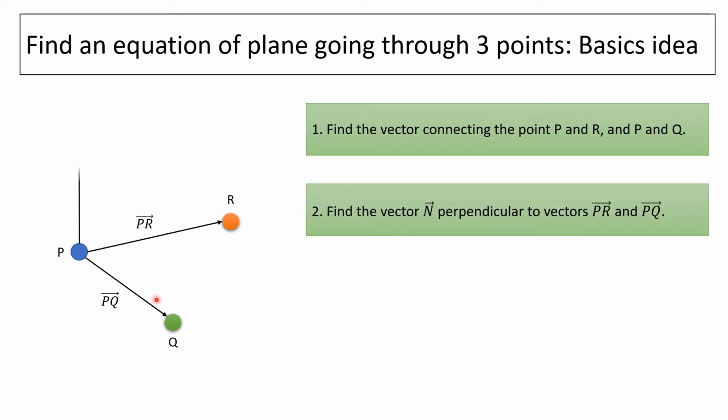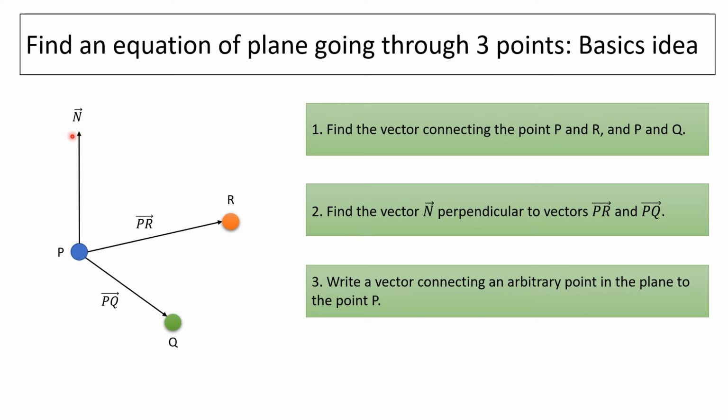The second step is to find the vector n, which is perpendicular to these two vectors. I'm sure you know what to do, right? You will use the cross product between these two vectors, and then you will find this vector n.